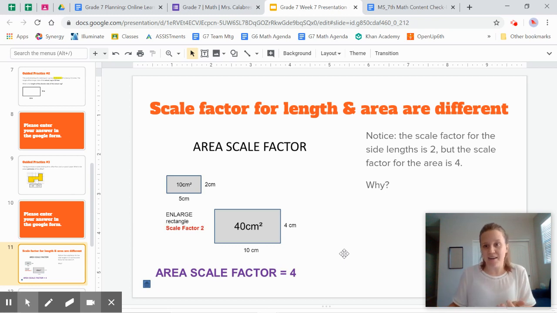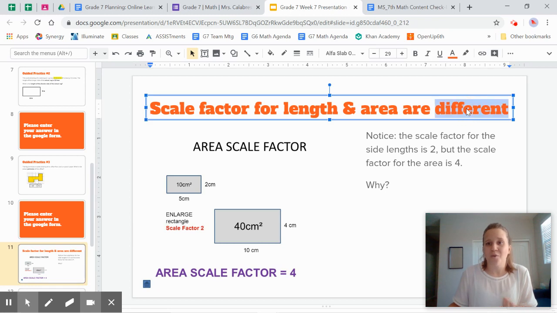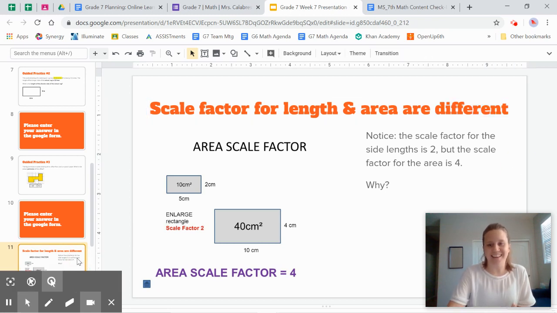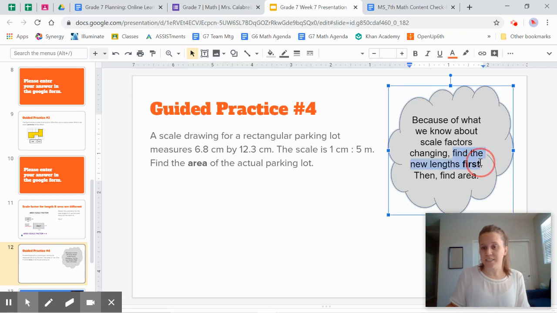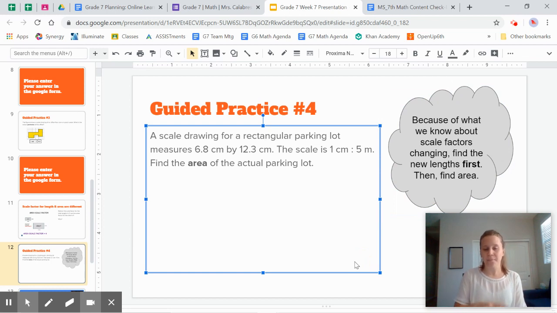Big thing that you need to remember is that the scale factor for length and area are different, okay? Why do you need to remember this? Let's talk about that. That's why we're here, right? You need to remember this because sometimes in a question, it says find the area of the actual or find the area in the scale drawing. And what I want you to remember is that since the scale factor for length and area are different, you should find the new lengths first and then find the area. I'm going to model that in question 4, and you are going to do it in your independent practice today. So pay attention to the order of these steps.